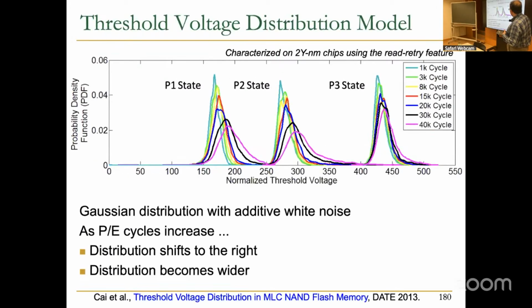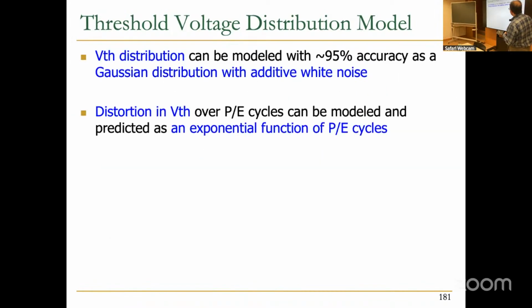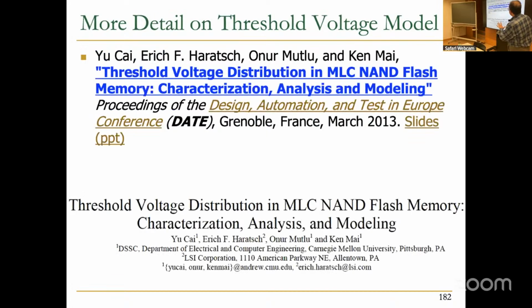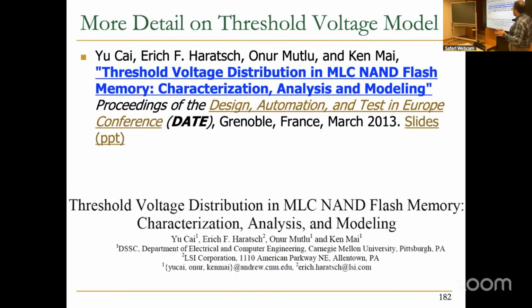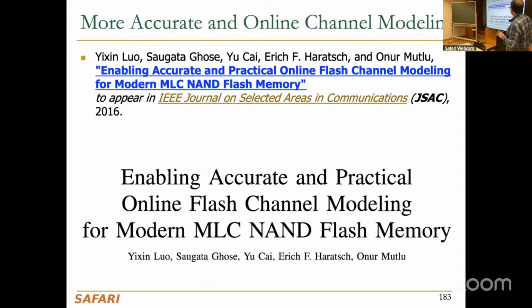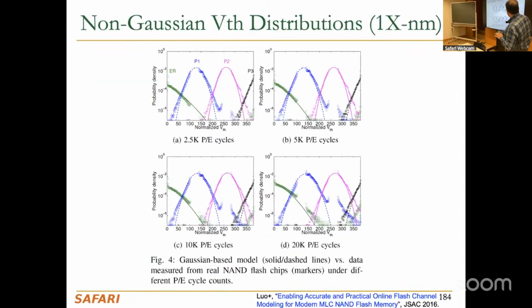We work a lot on this. You can see the distribution across different numbers of PE cycles. Essentially we came up with a model, and that model can capture it with 95% accuracy as a Gaussian distribution with additive white noise. Later on, we also improved that model by adding a Student's t model, which I have a slide on, and I think I can get to it actually here.